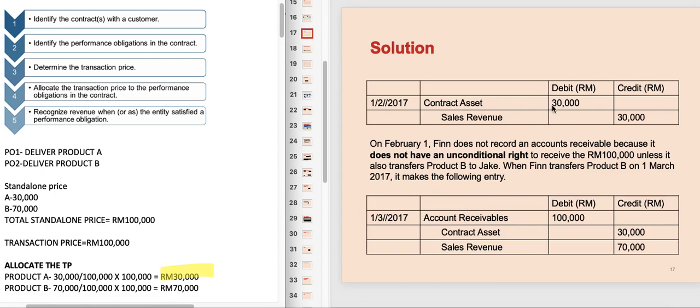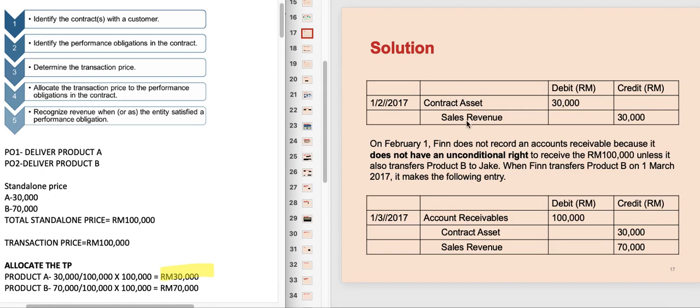And we debit contract asset. Why do we debit contract asset? Because we have delivered the goods. That means we deserve the revenue, but we don't have the right to receive the payment. We cannot debit account receivable because at this point the customer is actually not obligated to pay us even though we have delivered the product, because under agreement we only deserve to receive the payment when we deliver product B.